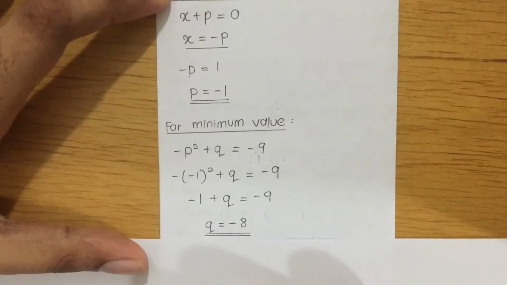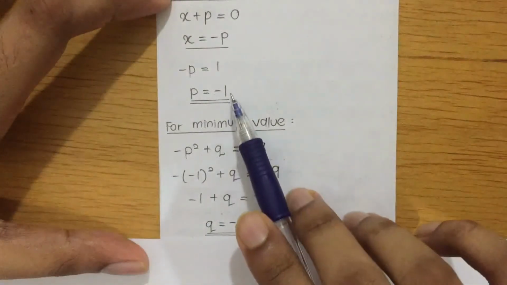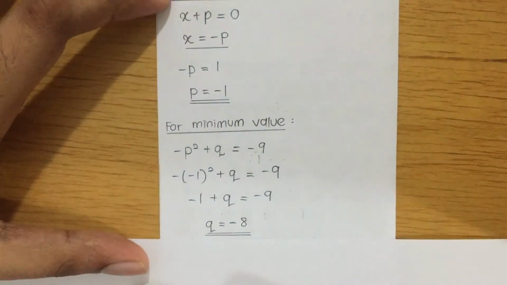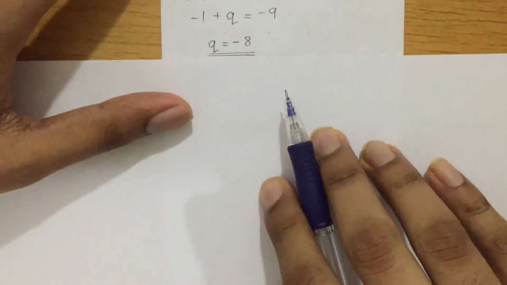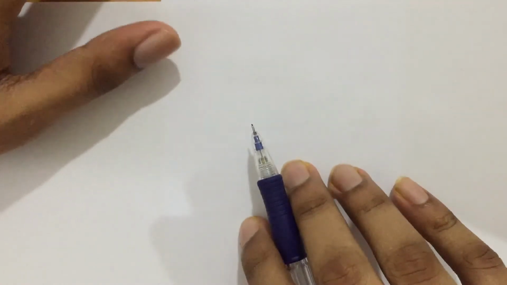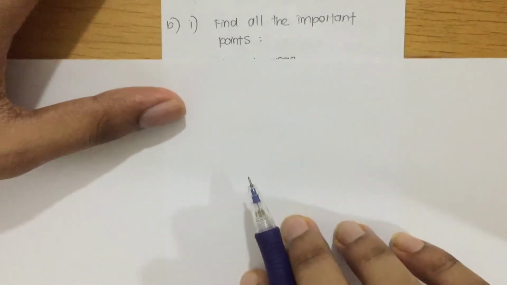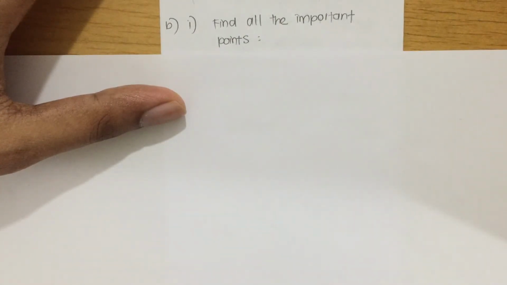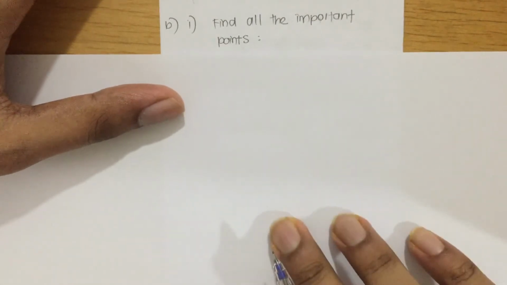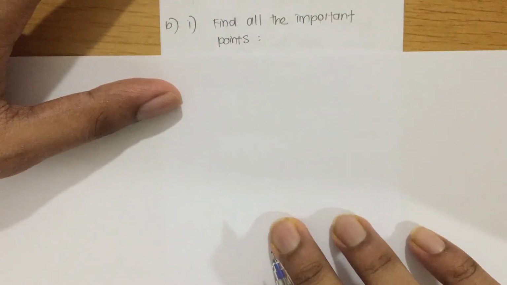Okay guys, so this is the solution for question part A, where you get your value of P is negative 1 and Q is equal to negative 8. Okay, let us proceed to question part B now. For question part B, they ask us to sketch the function f(x) according to the range negative 3 and then the highest range of 5. For that, you need to find all the important points. What are the important points? Let me show you all the required points we need to find.